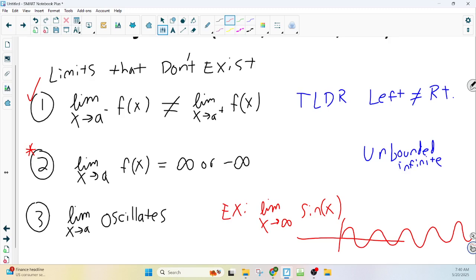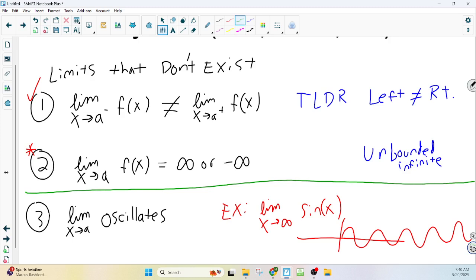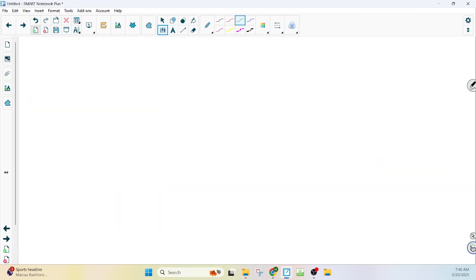We'll talk about this one a little later, so let's not really worry about it right now. It's a rare one, the third one. You'll definitely need to know these three types. Let's talk a little bit about limits that go to infinity or negative infinity. Okay, so let's draw a graph.